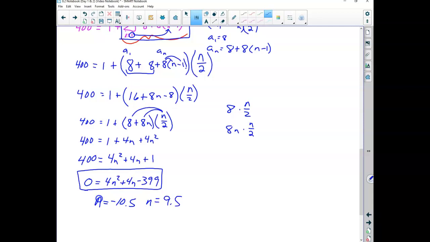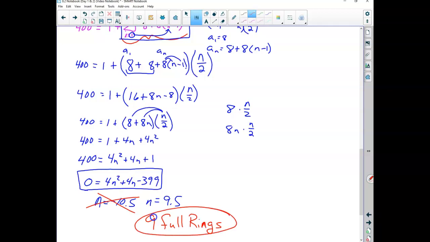Now, first and foremost, I can't have a negative number of rings, so my room's not imploding. And second of all, they said full rings. So, like I said, they want full rings. So I'm not making a ring that's 9.5. So I've got to say she can make 9 full rings.